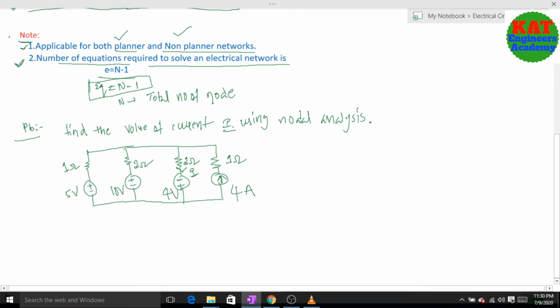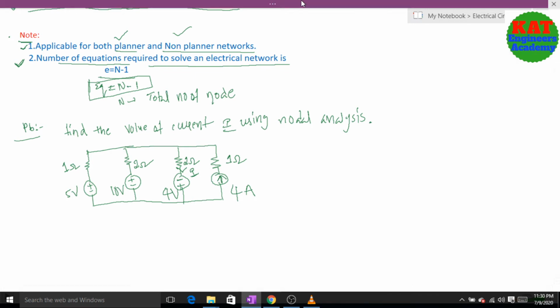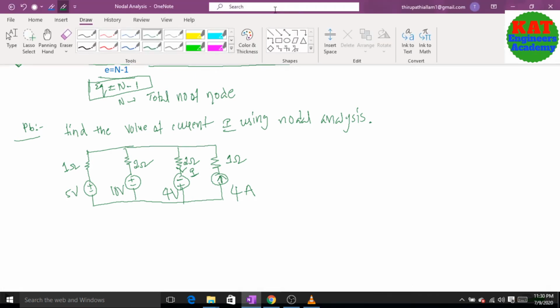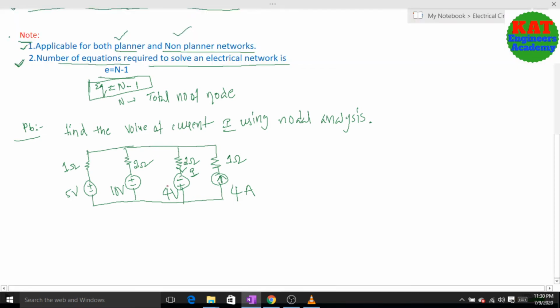That is our question. In this question we have to clarify how to determine the current I. Now this is the problem, so what is the solution? Just listen. Before you enter the solution, you have to follow the procedure. First, you have to follow the first two steps.